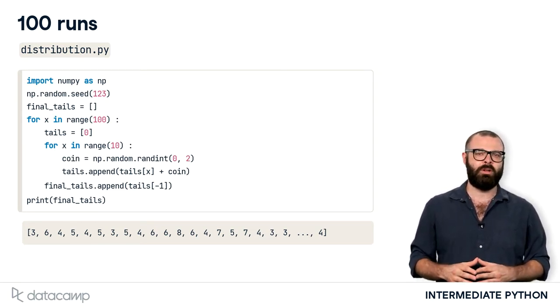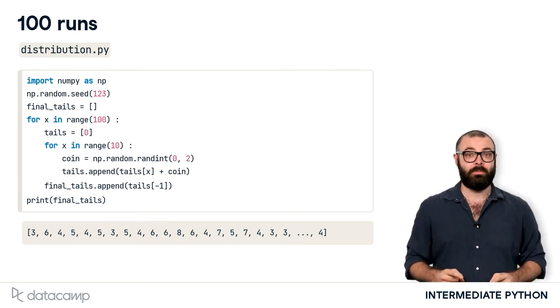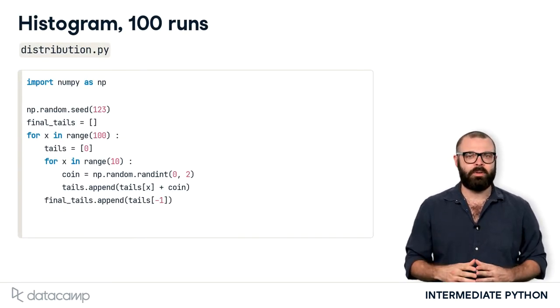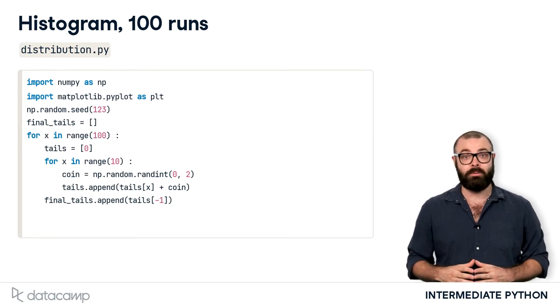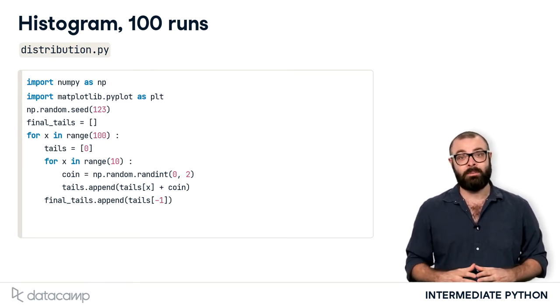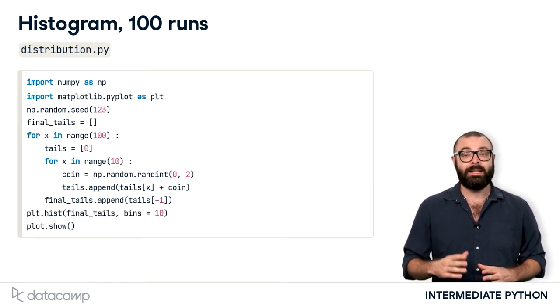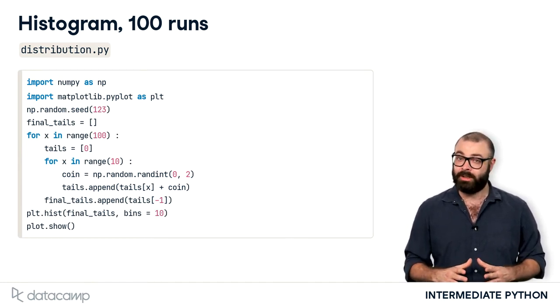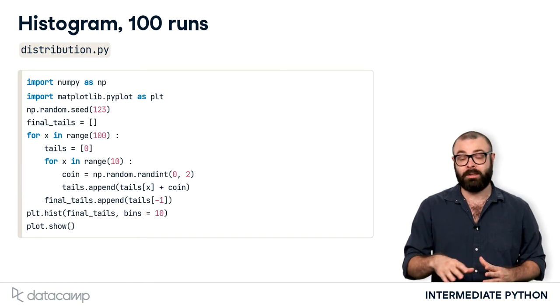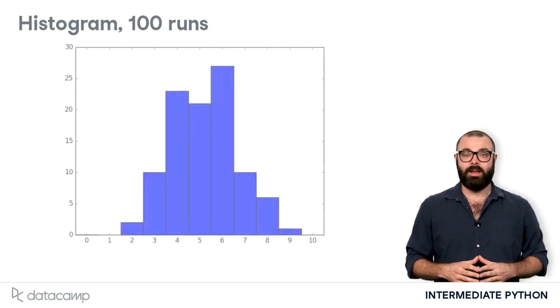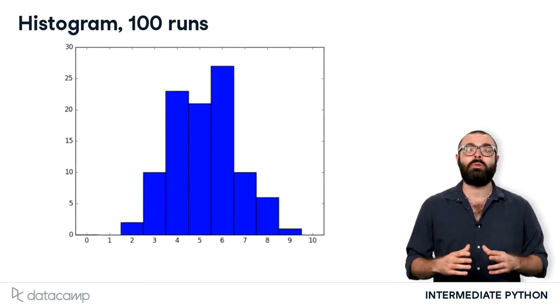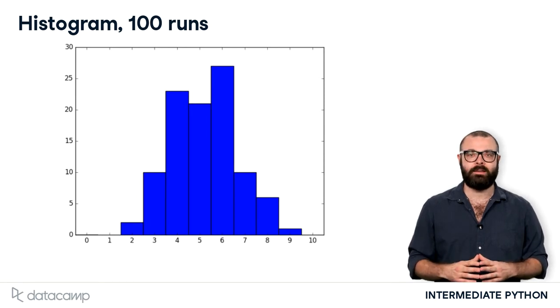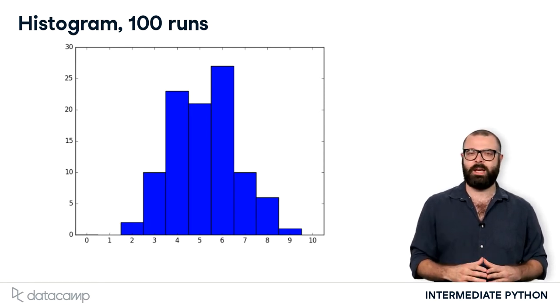Visualizing a distribution? That calls for a histogram. On the top of the script, we add a line to import pyplot, and then, instead of the print statement, we call the hist function and specify that we want 10 bins. Of course, to actually display the plot, we need plt.show. If we run the script, the resulting histogram already gives an idea, but is not very smooth yet.